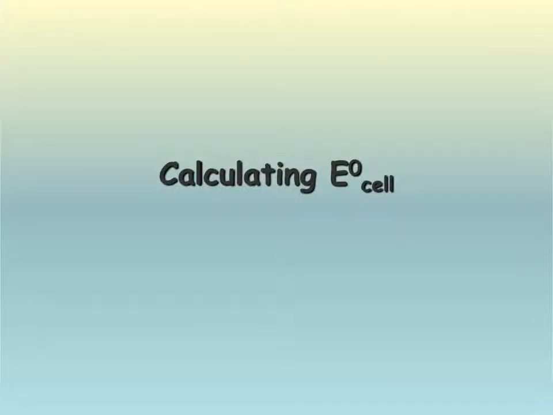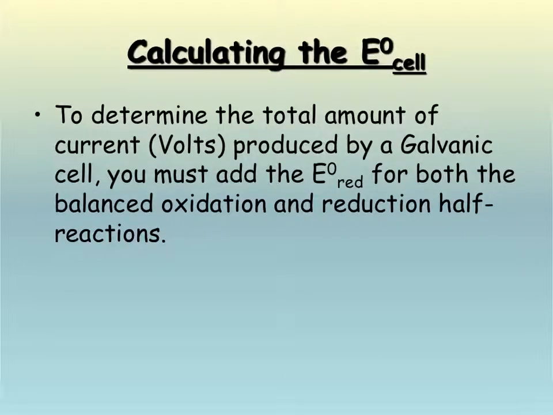All right, in this podcast, we're going to look at calculating the Ecell for a galvanic cell. To determine the total amount of current or volts that are produced by a galvanic cell, you need to add the reduction potentials for both the balanced oxidation and reduction half reactions. This is a key word right here, people, so don't forget balanced.